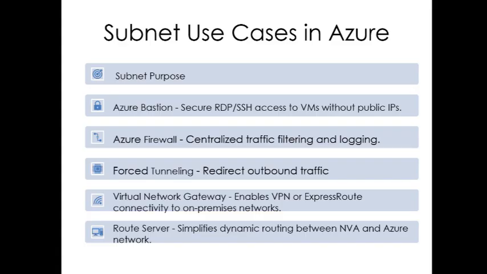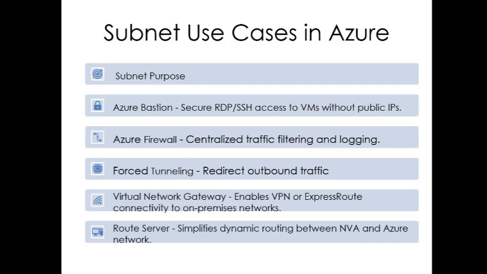Azure Bastion basically secures RDP and SSH access to VMs without a public IP. In order to connect to your virtual machines, you will not need a public IP because it enables a secure connection. RDP is basically for connecting to Windows machines or Windows servers, and SSH is for Linux, Unix, and macOS machines.